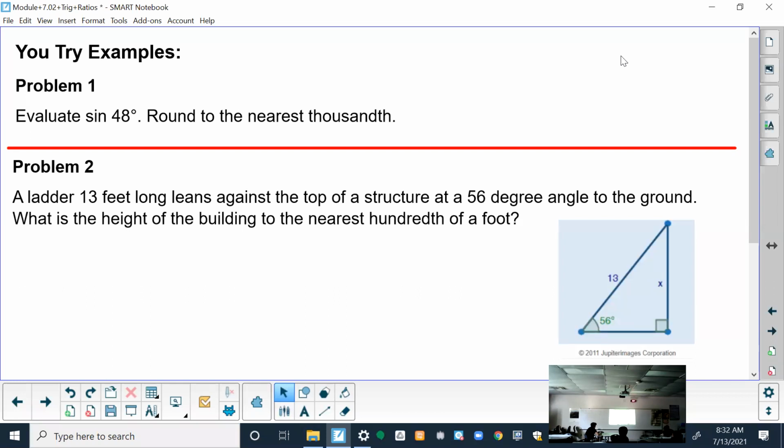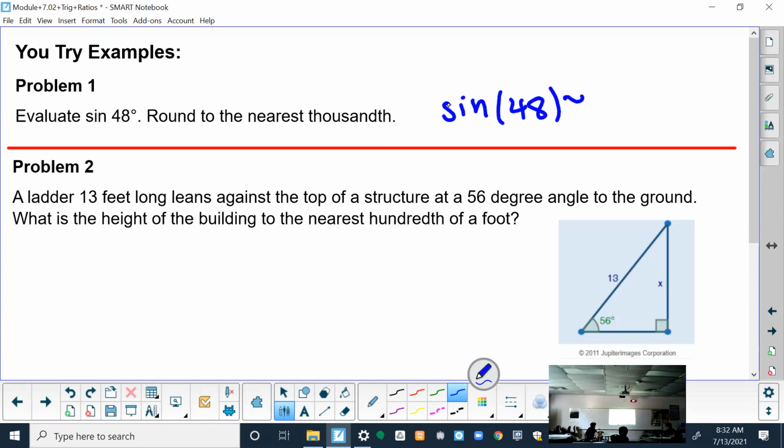If you just enter sine 48 in your calculator and round it to the nearest thousandth, it should look like this: you get about 0.743. Questions on that?